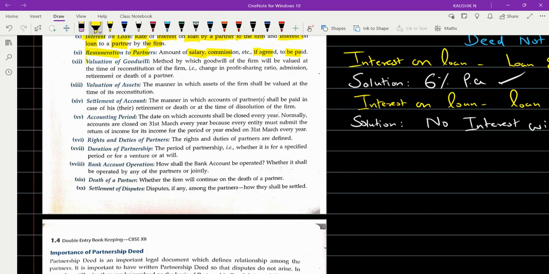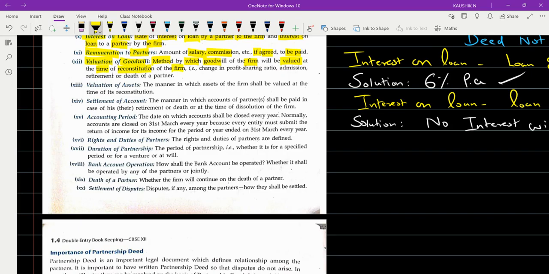The next one is about valuation of goodwill. The term goodwill is nothing but a good name or the reputation that a firm has got. You have to value that goodwill. For valuing this goodwill, we have various methods which you will be learning in chapter number 2 separately. Those are the methods by which the goodwill of the firm will be valued at the time of reconstitution of the firm.